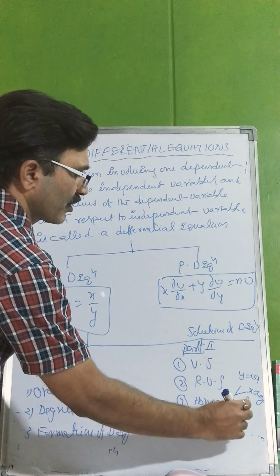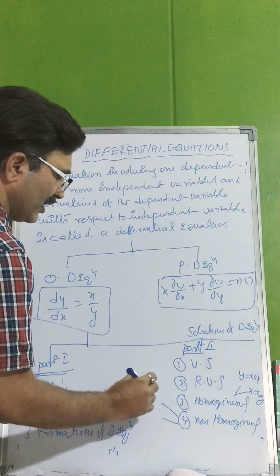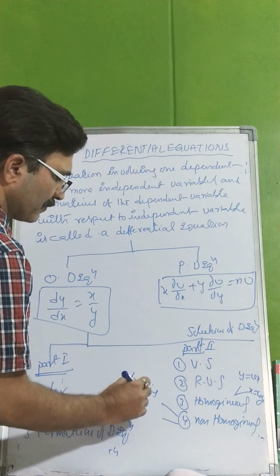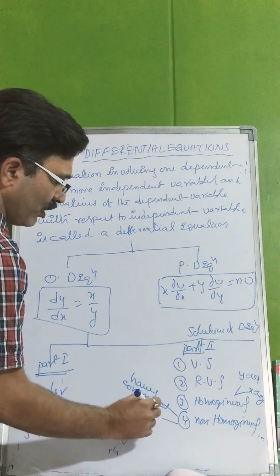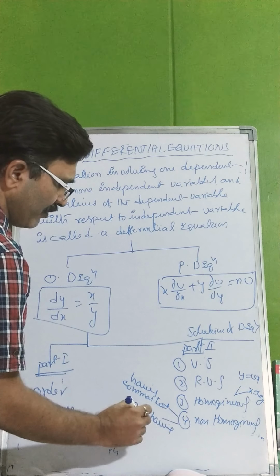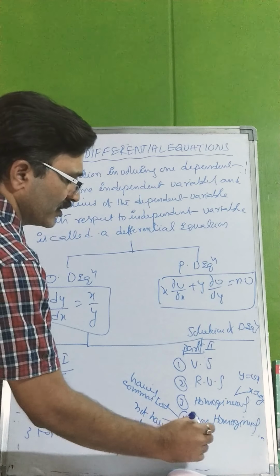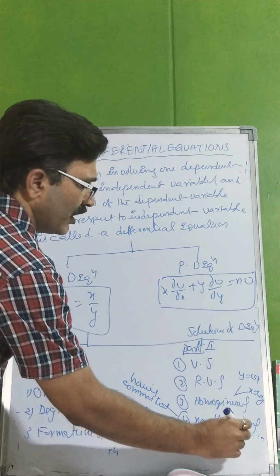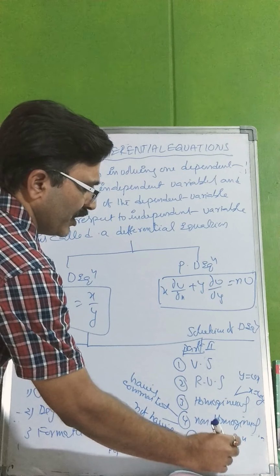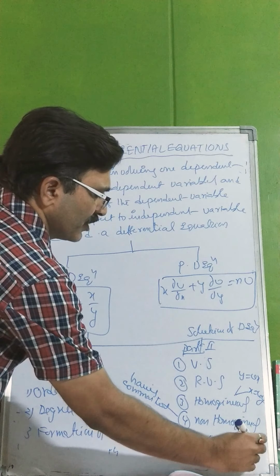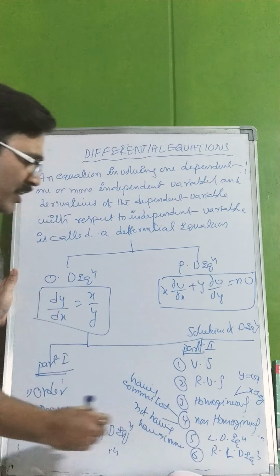Non-homogeneous is also 2 types. One is having a common term, and the second one is not having a common term, right? The fifth one is linear differential equation. Here also we are going to discuss 2 types. Next, the sixth one is reducible to linear differential equation.